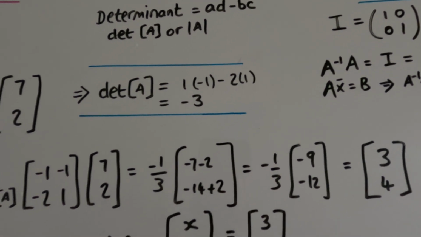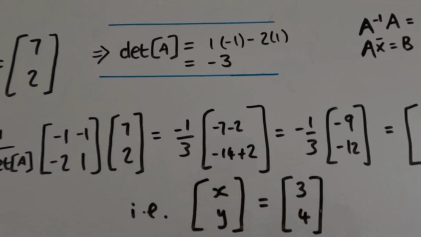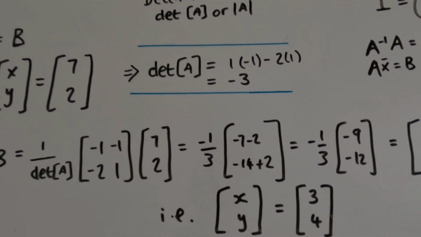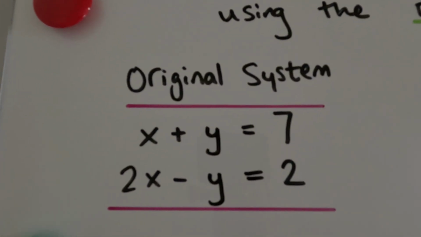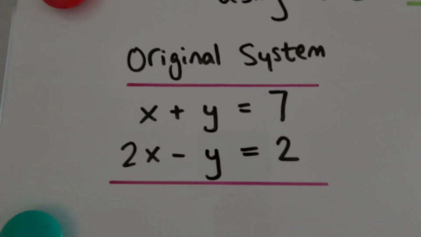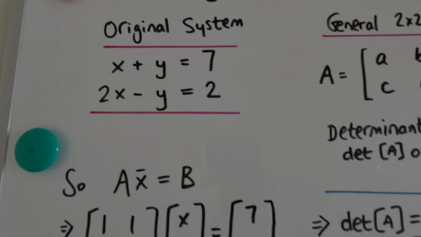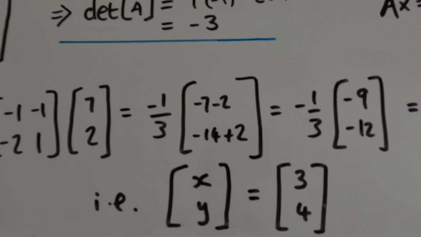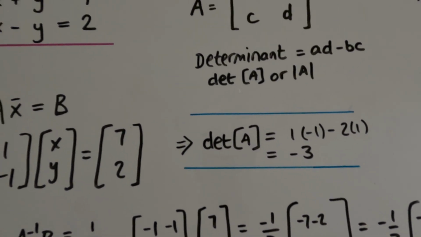And that's our answer, i.e. xy equals 3, 4. So that's the solution to our original system up here. And you can check it. 3 plus 4 is 7, 6 minus 4 is 2. So there you go, guys. Very useful, very powerful indeed.